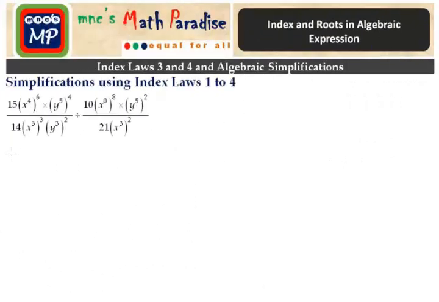Let us do one complex looking example. This example looks really messy. Let us see how we can simplify this algebraic index form expression using index laws 1 to 4. We need to go step by step.